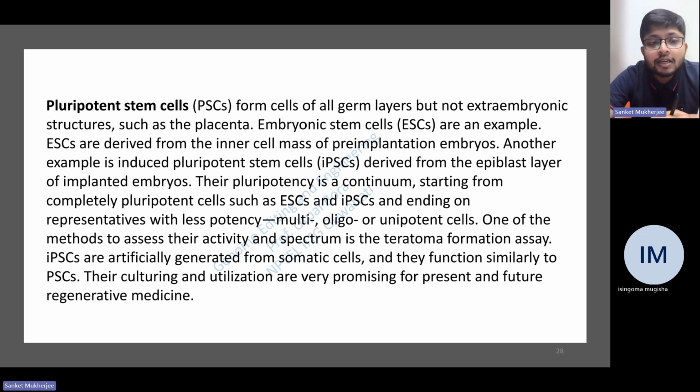Embryonic stem cells are an example. Embryonic stem cells are derived from the inner cell mass of the blastocyst, the pre-implantation embryo.